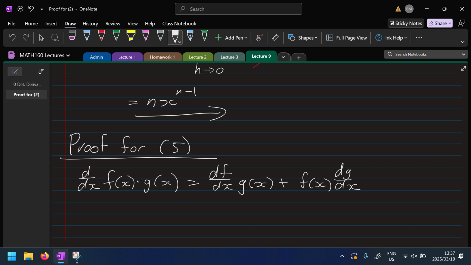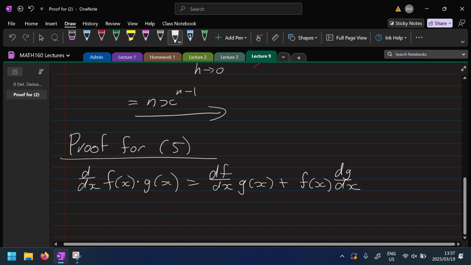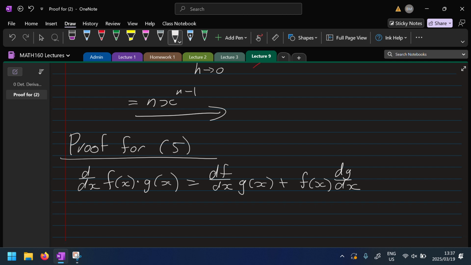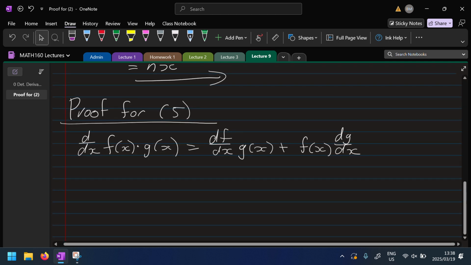We want to start off with this left-hand side here, and on the right we want 2 terms. The first term must have the derivative of f, the second term must have the derivative of g. Okay, so let's start off with the definition and see where we go.